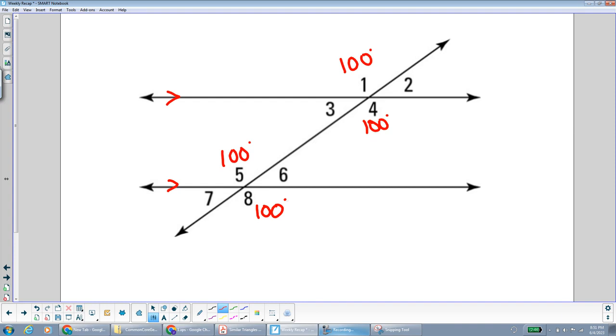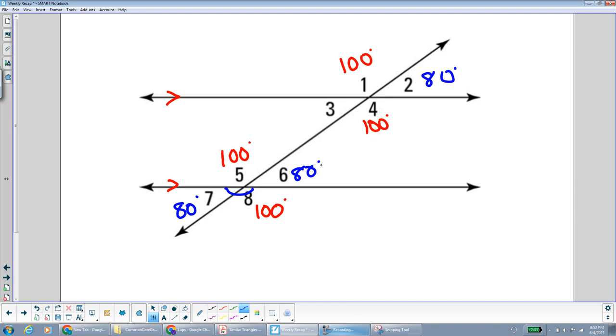Remember, any two angles that are right next to each other when you have parallel lines cut by a transversal are supplementary because they form a straight line together. So if this is 100, then this one has to be 80 degrees. Once again, using alternate exterior angles, so does angle 2 have to be 80 degrees. And using corresponding angles, if angle 2 is 80 degrees, so is angle 6.